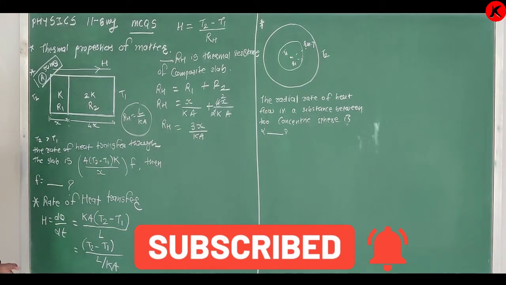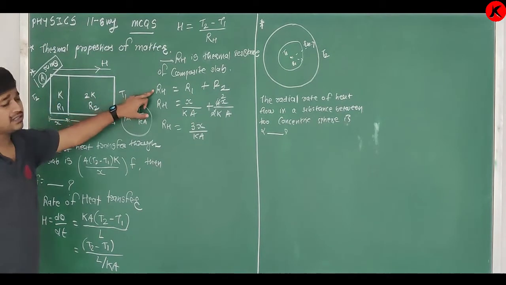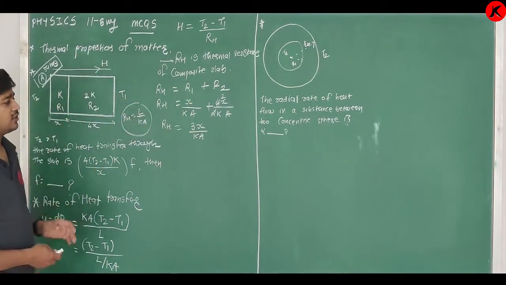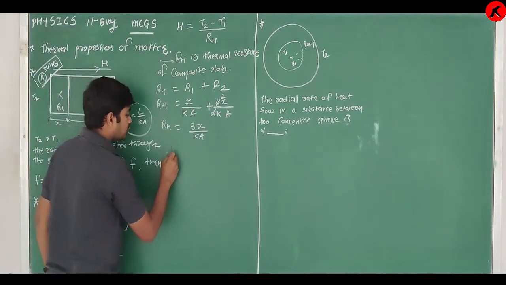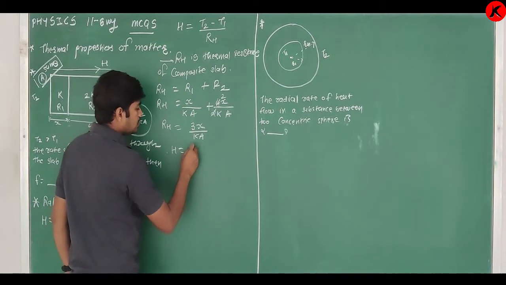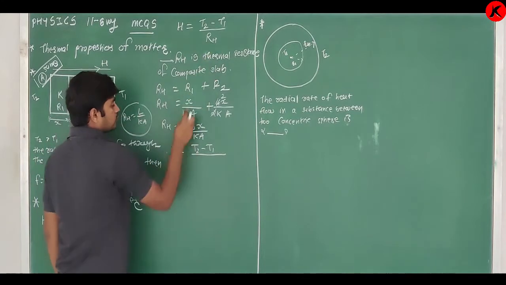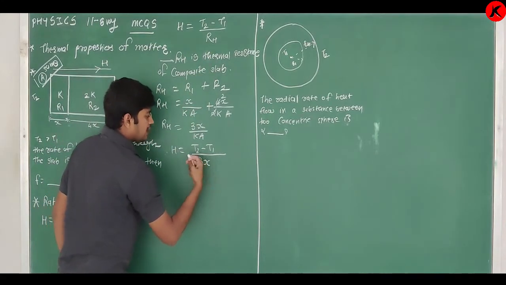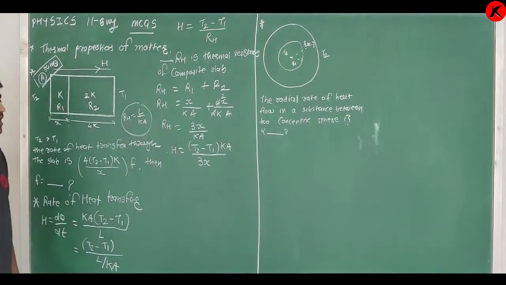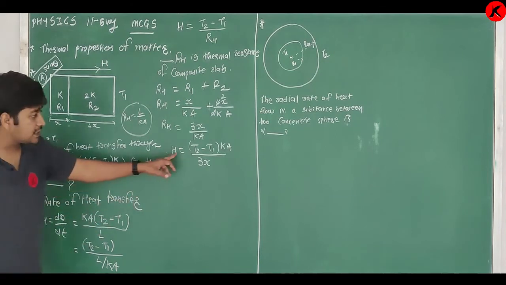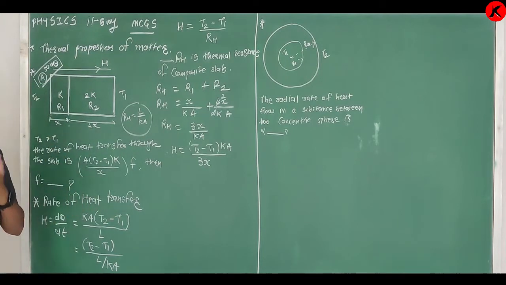Simple. As this composite slab is made up of two parts, its equivalent resistance RH is equal to R1 plus R2 with the help of this data. Now put the value of RH in this equation. Therefore, H is equal to T2 minus T1 upon RH. You have to put the value of RH, that is 3x divided by Ka. So I can write Ka in the numerator. This is the equation that we have obtained.